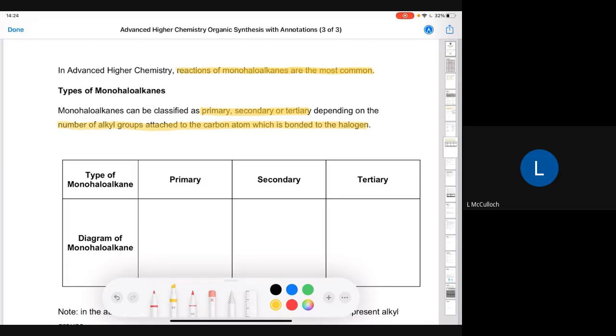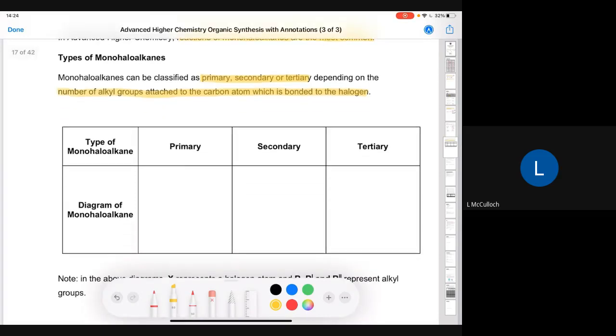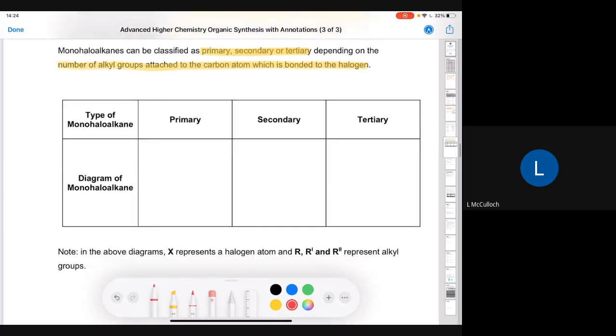Okay, so we're going to look at our 3 types of monohaloalkanes with a little diagram of each. Now we're going to keep these diagrams nice and general. So in the above diagrams, we're going to use the letter X to represent our halogen, and then R, R dash, and R dash dash to represent alkyl groups. Now, just as a reminder, alkyl groups are things like CH3, C2H5, C3H7. Any kind of carbon-hydrogen combination is generally going to be an alkyl group.